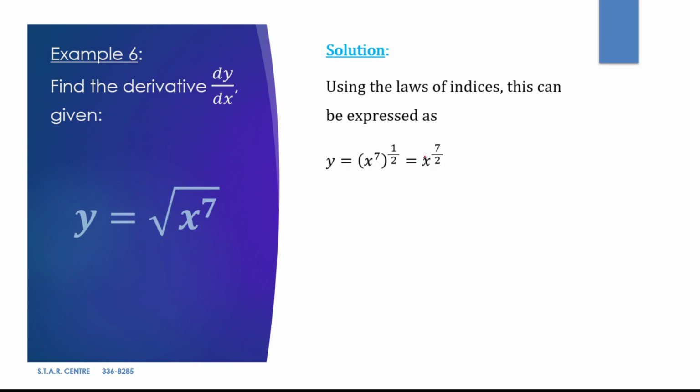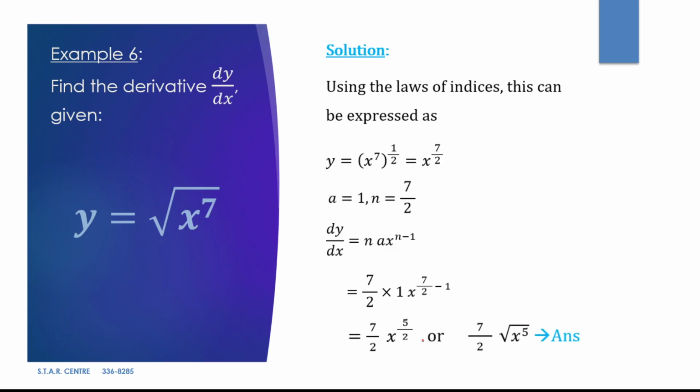So now we have x to the power of 7 over 2, and this is in the form ax to the power of n, where a would be 1 and n would be 7 over 2. So substituting the values of a and n into dy dx will give us 7 over 2 by 1, x to the power of 7 over 2 minus 1. That's just using this rule. And simplifying, we will get 7 over 2 x to the power of 5 over 2.